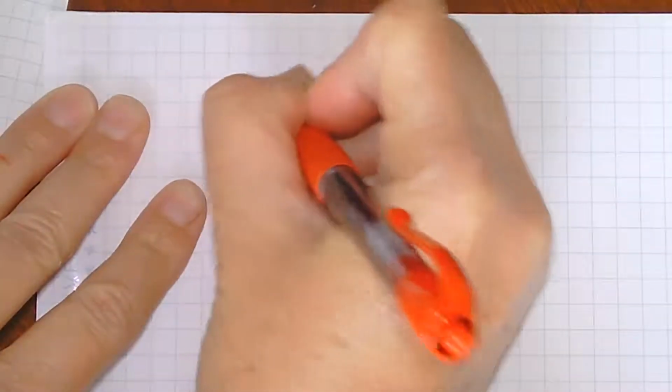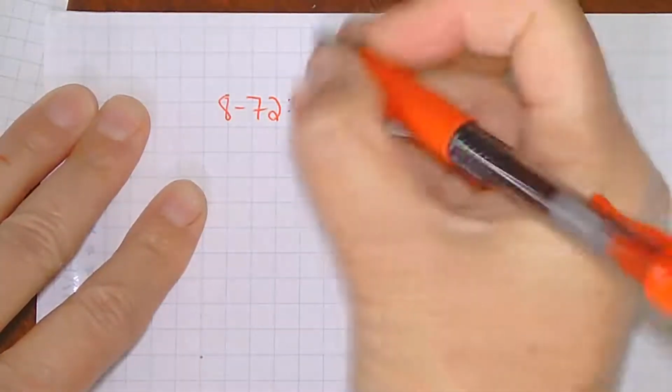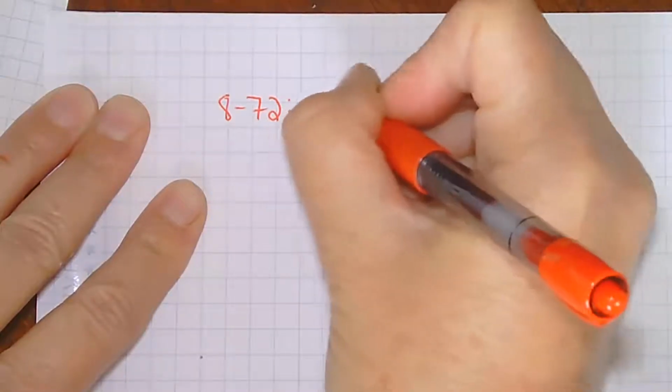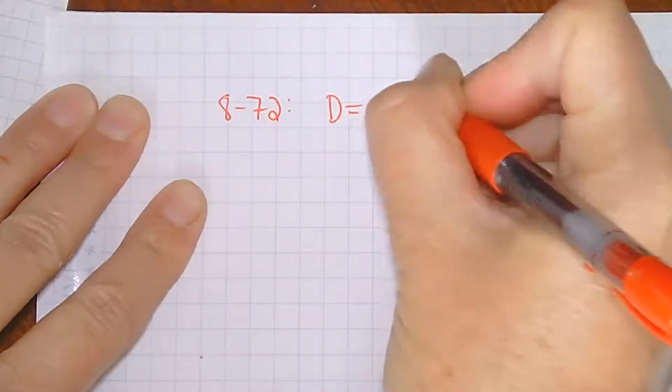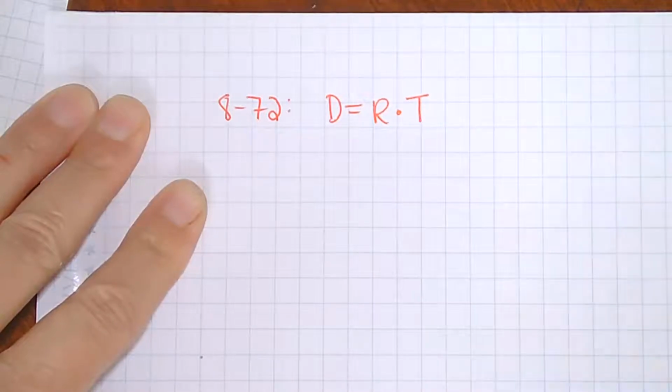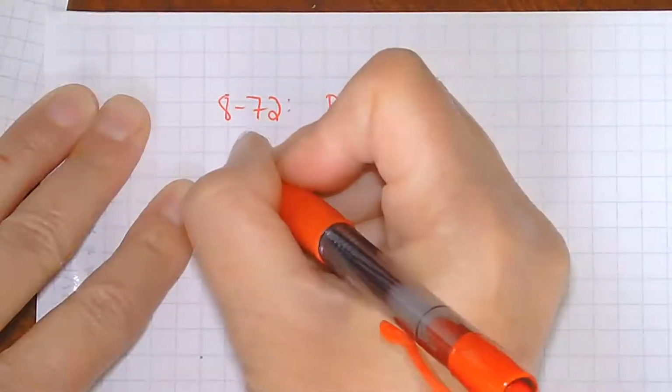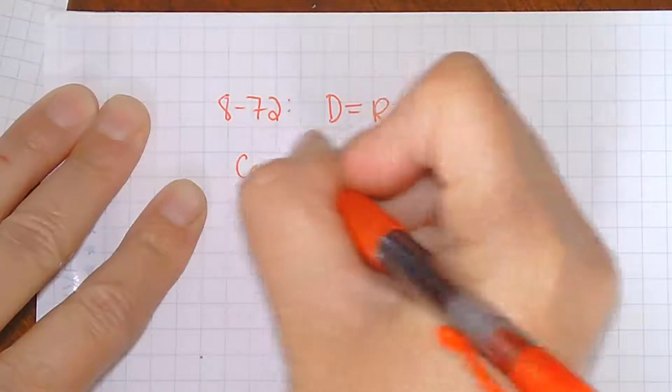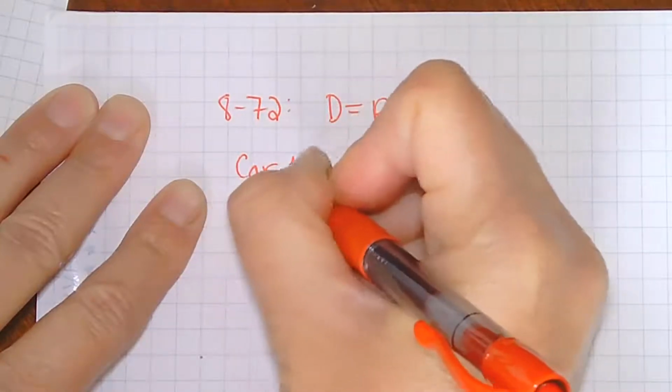So for problem 8-72, you need to draw pictures, probably helpful, and also understand that distance equals rate times time. That's the formula. And so we have two cars. I'm going to say car 1 and car 2.